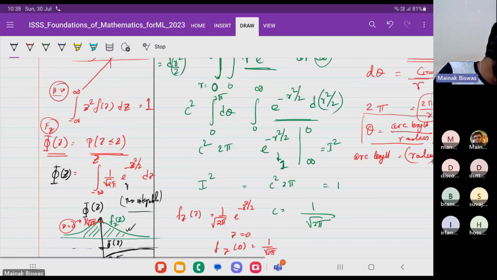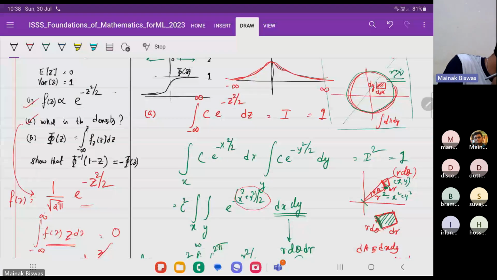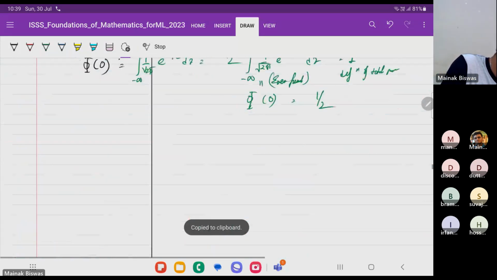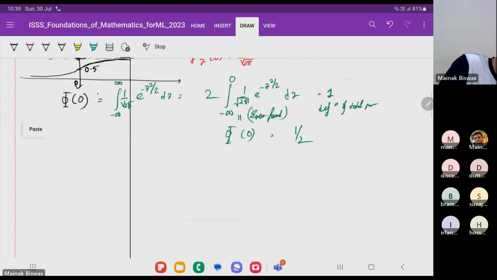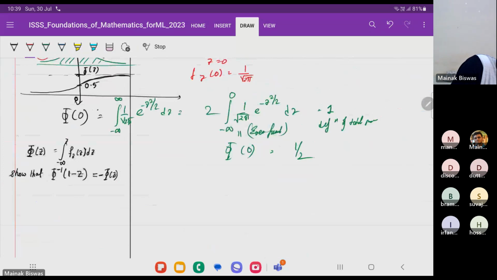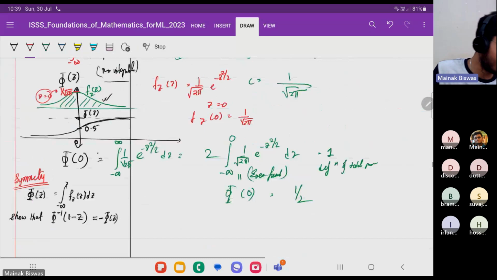Good. Now, as was pointed out, someone else tell me, using the symmetry, how can I prove that phi of 1 minus z is equal to 1 minus phi of z? How can I prove this using the symmetry? How do I do this?